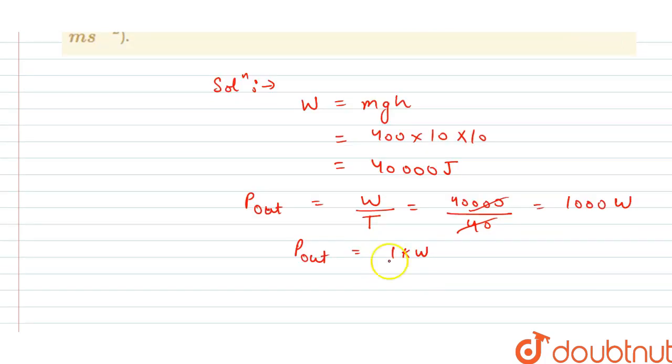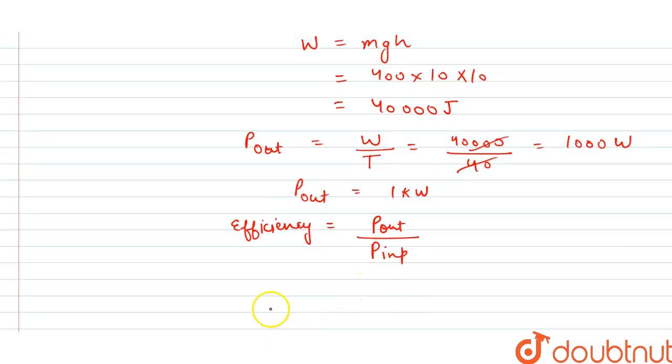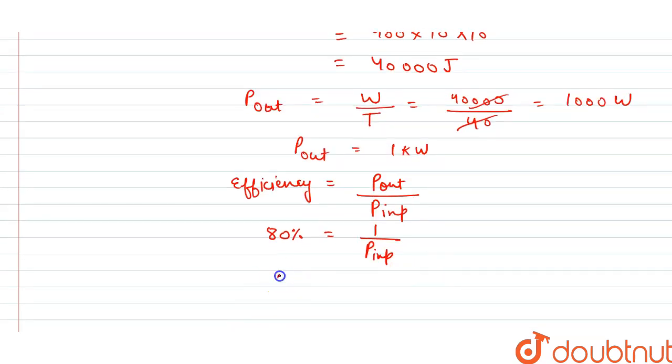So now we know that efficiency will be equal to output power upon input power. So efficiency given to us, that is 80%, will be equal to 1 upon input power. So 80 upon 100 is equal to 1 upon input power.